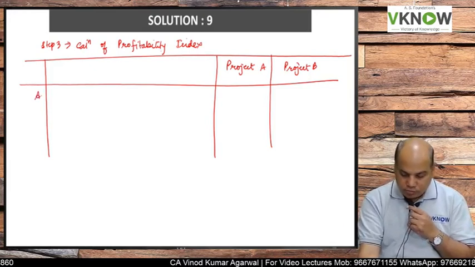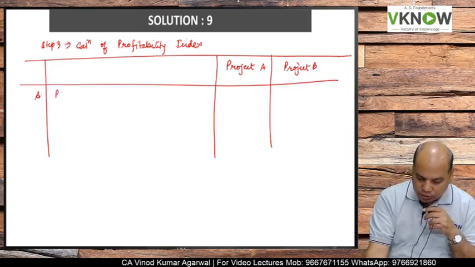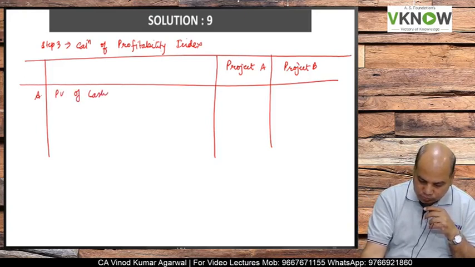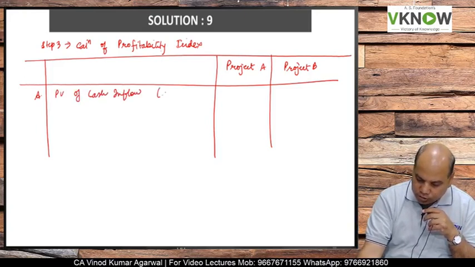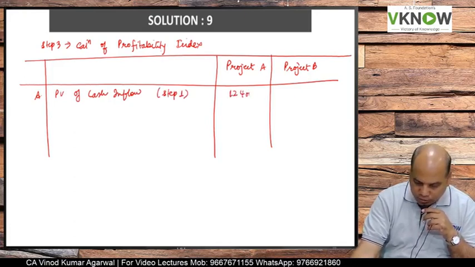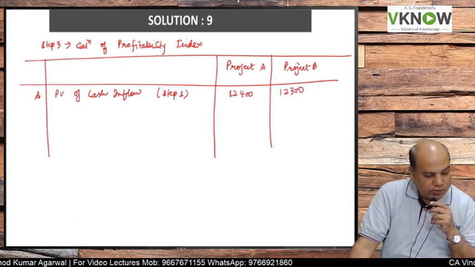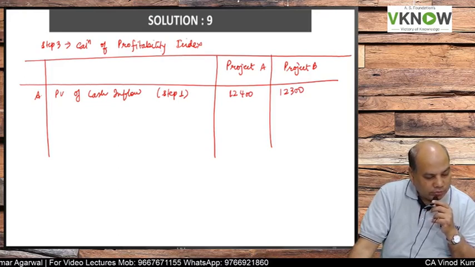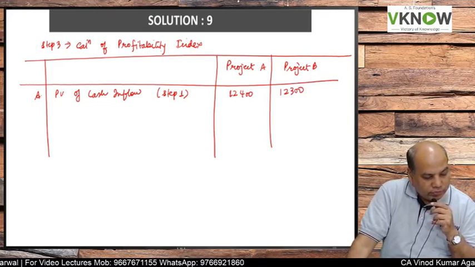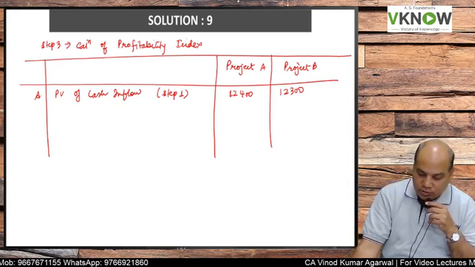So for that we need the PV of cash inflow. 12,400. This you get from step 1. 12,400, and the second one was 12,300. Assuming the cash flows given to you are in present value terms. Okay. This question has a small mistake. What is the mistake? They have not mentioned whether cash flows given are in present value terms or not. But there is no discounting factor, so we can assume they are already in present value terms.